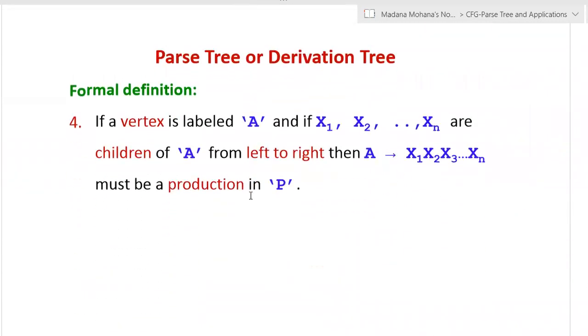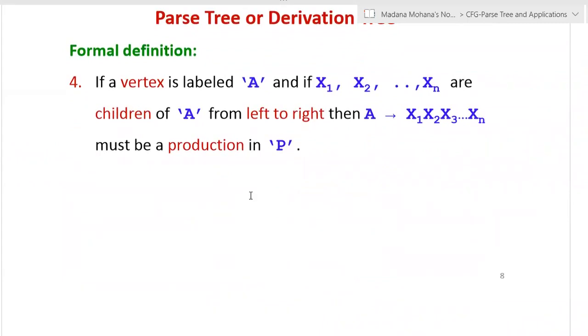So now, if a vertex is labeled with a variable A, and if x1, x2, and so on xn are the children of A from left to right, then A derives x1, x2, x3, and so on xn must be a production in P. Suppose in the derivation tree or parse tree, a node is labeled with A, then it has n children named x1, x2, and so on xn. All of these are connected from left to right.